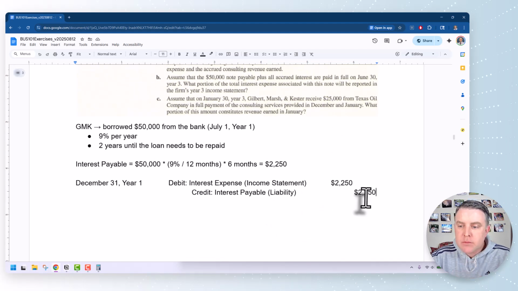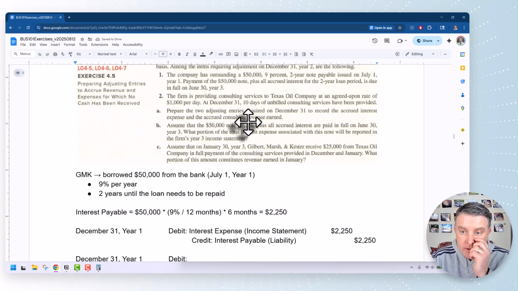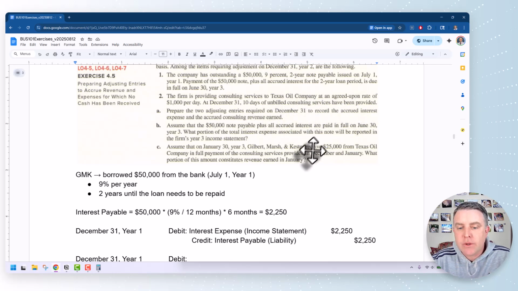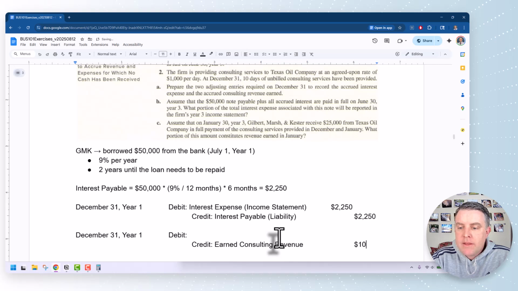So at December 31st, year one, we have to debit something and we have to credit something. Well, the credit is easy because we've earned it, right? GMK has earned the revenue. They have made money by working 10 days on consulting for this Texas Oil Company. So this will be earned consulting revenue, and the amount will be $10,000.